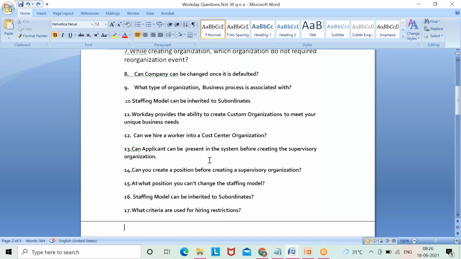Good one. Thank you both. This is also something we didn't discuss, but I included this question so that we will be prepared and have some idea whenever we discuss it. Can an applicant be present in the system before creating the supervisor organization?